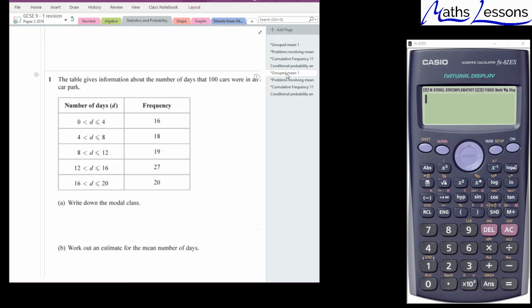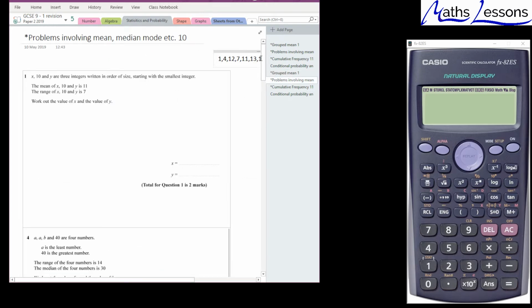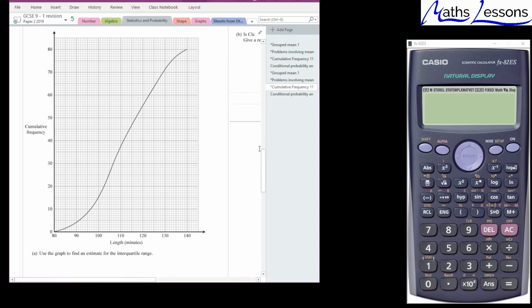So I think grouped mean will definitely come up. Problems involving mean and other things. Go to that tab, it's mean, median, mode and all that sort of thing. Cumulative frequency will definitely come up. Those are the three I'm going to concentrate on this morning.